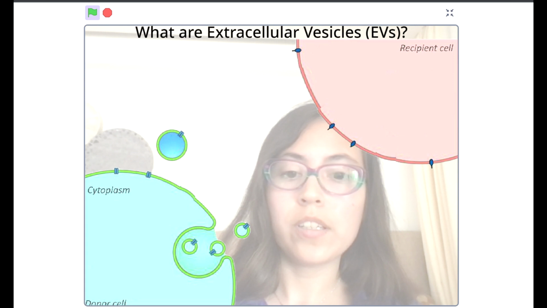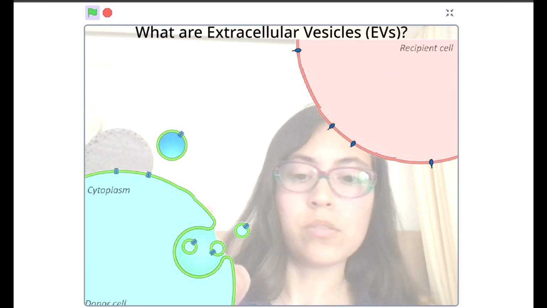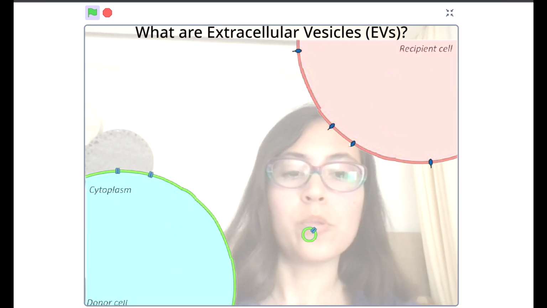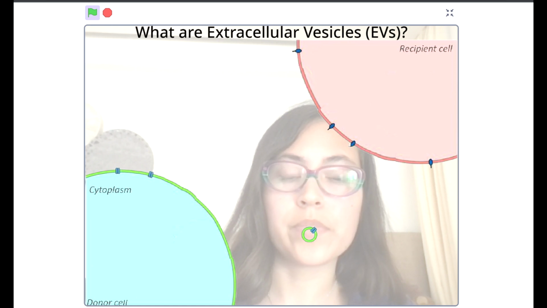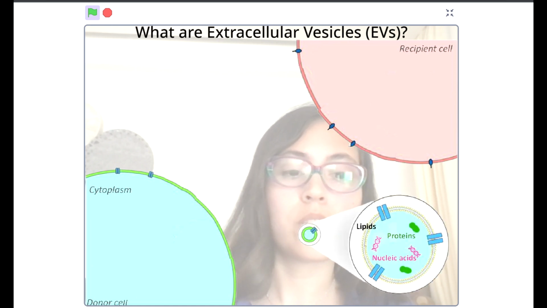If we take one of these small EVs to check its contents, we can see that it has lipids, proteins, and nucleic acids as cargo.